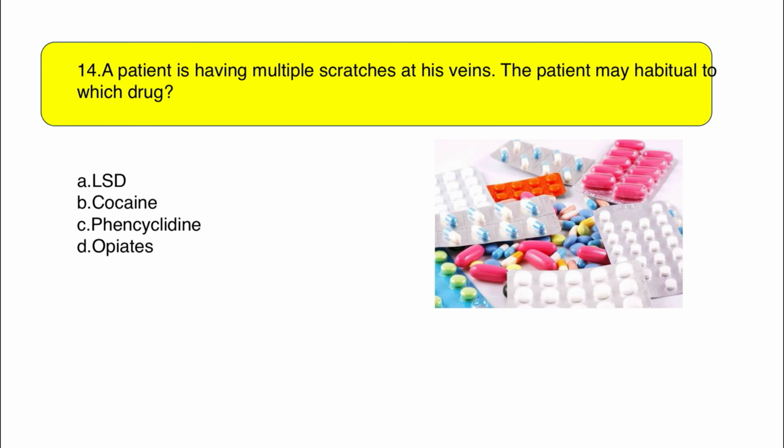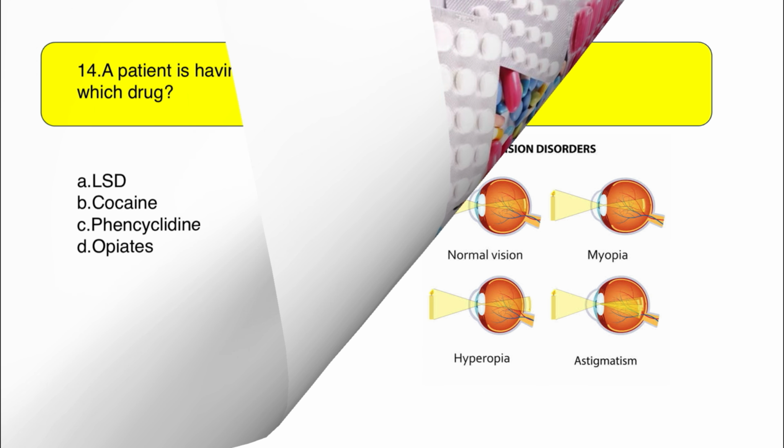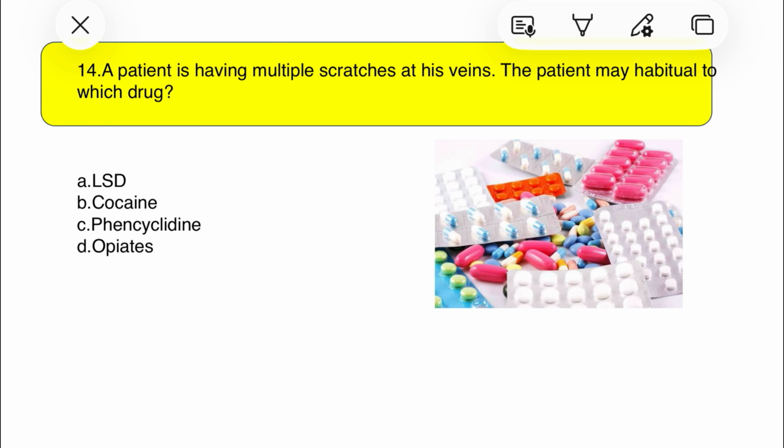The next question. A patient is having multiple scratches at his veins. The patient may habituate to which drug? Option A, LSD. Option B, cocaine. Option C, phencyclidine. Option D, opiates. The right answer is option D, opiates.